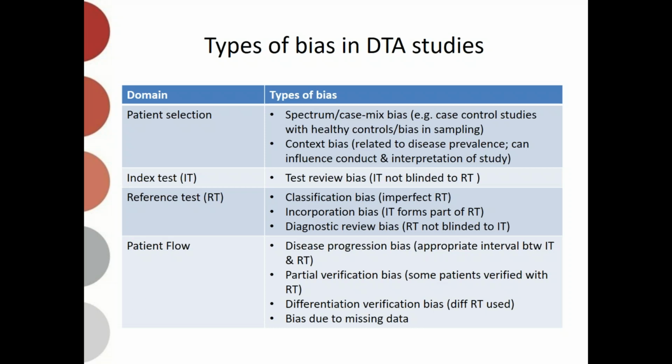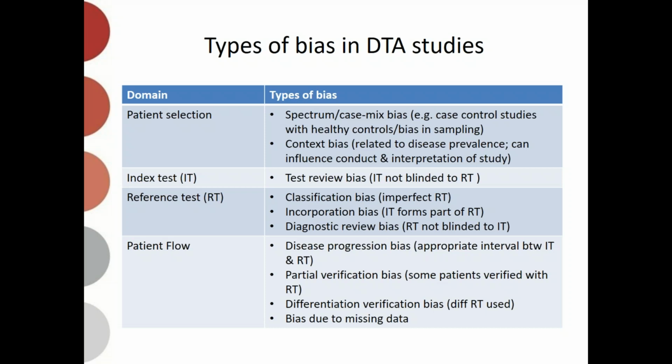Incorporation bias occurs when the index test forms part of the reference test. You'll find in various study designs, when the reference test is imperfect, people also incorporate the index test to be part of the reference test. And this also happens, for example, when you anticipate an index test to be better than the best available test, which is imperfect. Sometimes some people incorporate the index test to be part of the reference test, and that introduces bias.